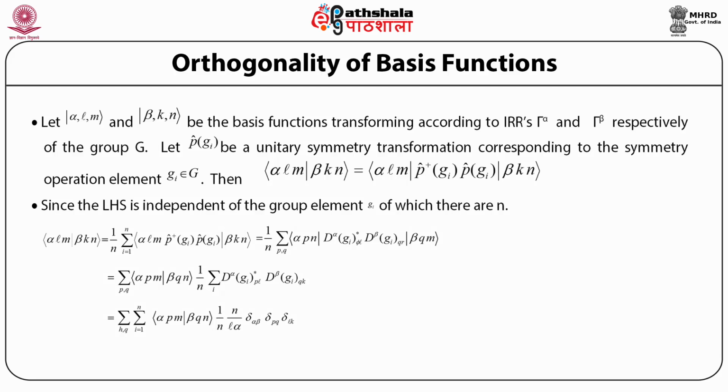Since the left hand side is independent of the group element Gi, and how many group elements are there? N. Therefore, this scalar product <α Lm|β Kn> can be written as 1/n times the sum over all elements i equal to 1 to n of the matrix element of P̂ dagger P̂ between α Lm and β Km, which can be written in the form shown in the slide, and which by using the orthonormal properties we can write finally as the sum over Q and L, i equal to 1 to n, <α Pm|β Qn>, 1/n, L, α, δ β, δ Q, etc.